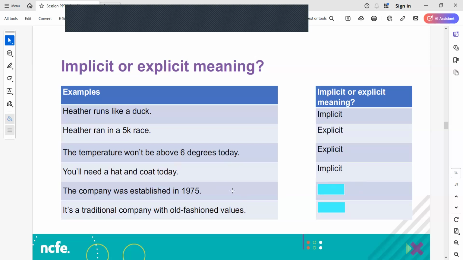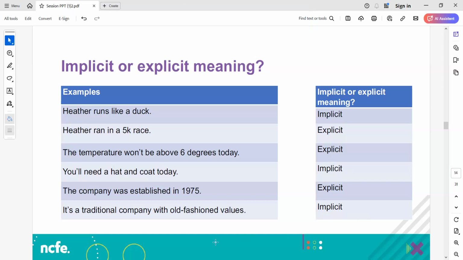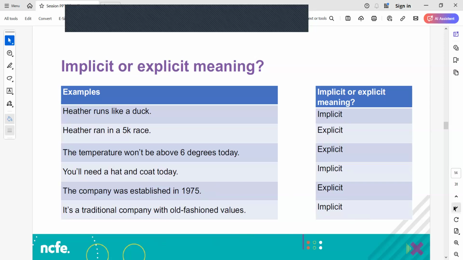Okay, the company was established in 1975. Explicit. Good. So it tells us this is a long-established company. It's a traditional company with old-fashioned values. Implicit, yes. So they are implying that it's an established company, but they're not stating, like they do in the previous example, how long this company has been going or when it was established. We have to use our imagination a little bit.